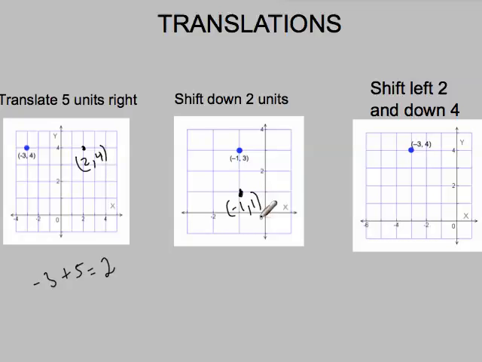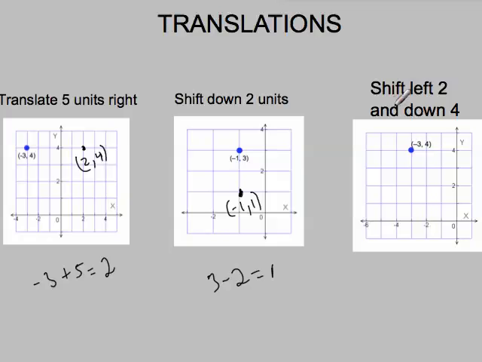-1, 1. And when I shift up or down or translate up or down, I'm going to be affecting the y value. So I changed this point from -1, 3 to -1, 1. I started at 3, I shifted down 2 units, and I ended up at my y value being 1.